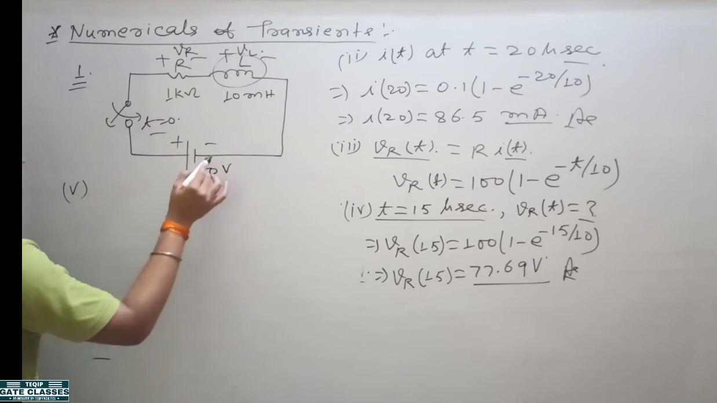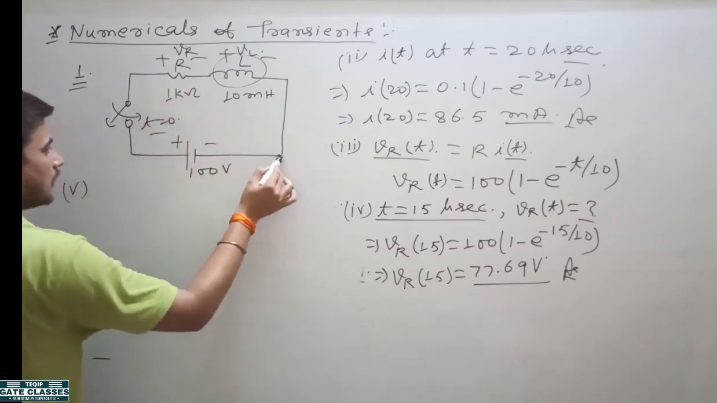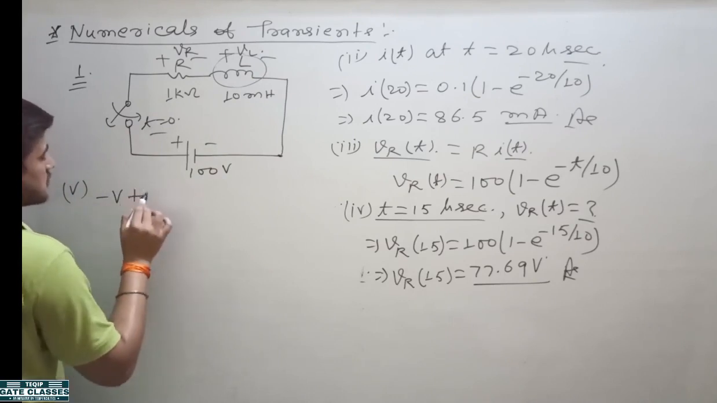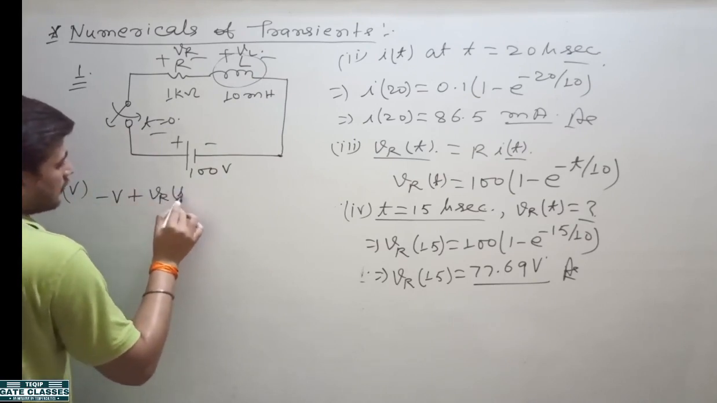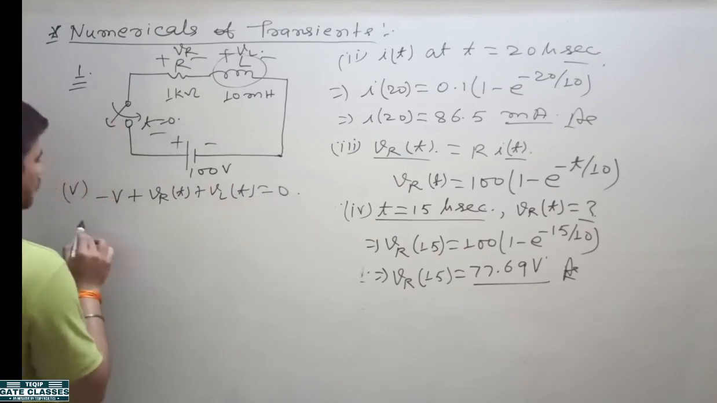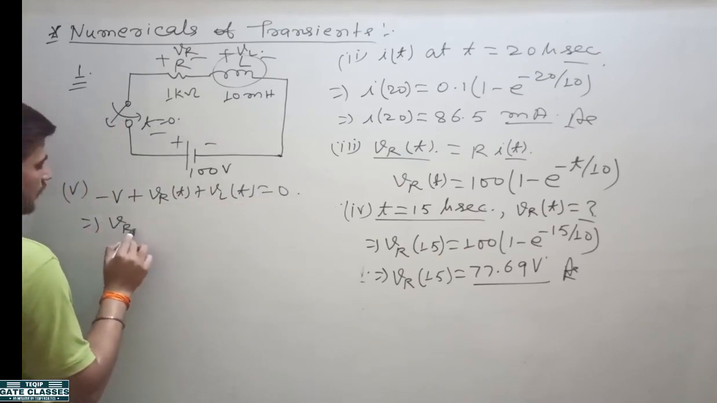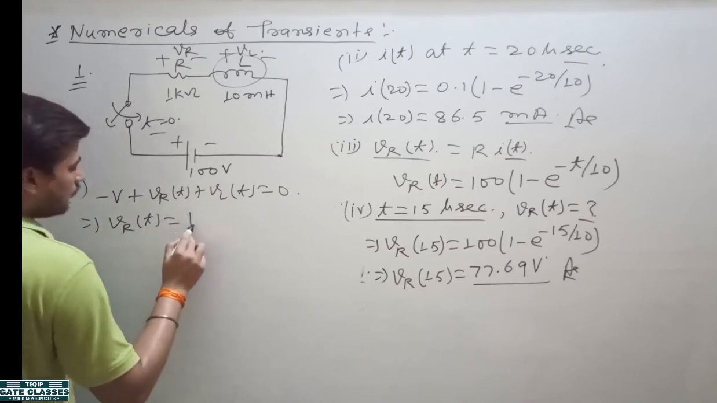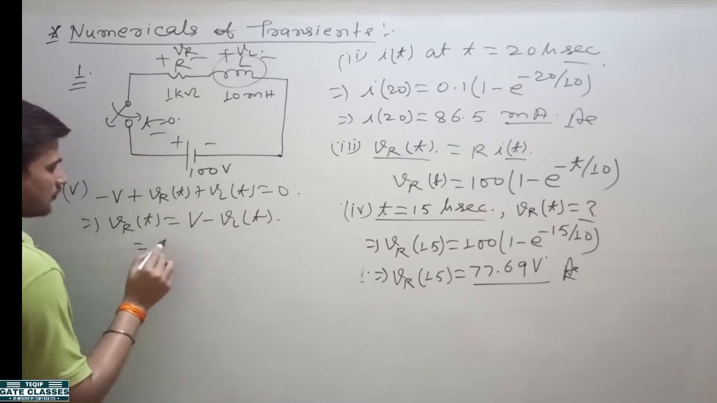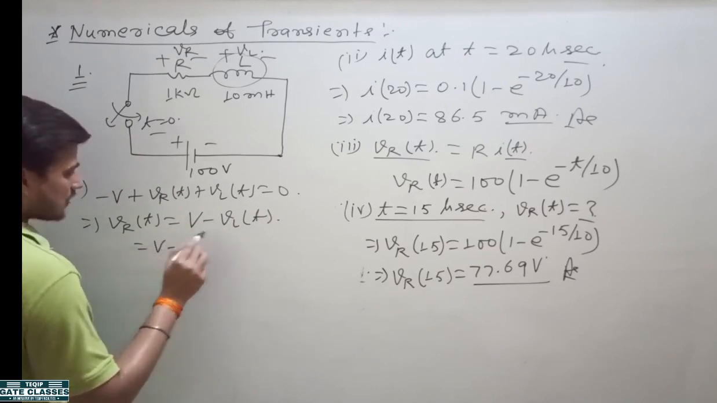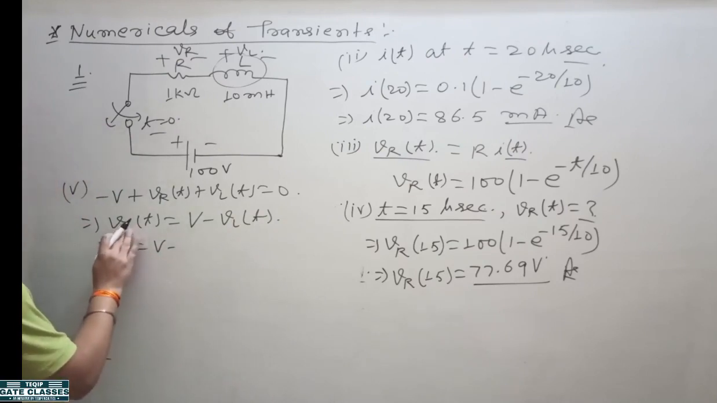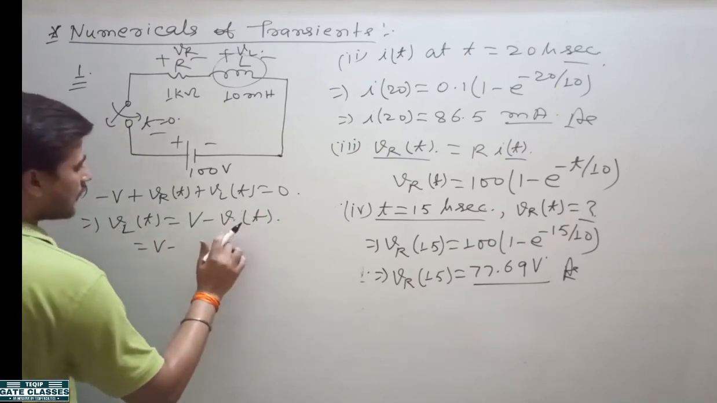You know, if you apply Kirchhoff's voltage law, start from this point. Here it will be minus V plus VRT plus VLT will be equal to 0. From here VRT will be equal to V minus VLT. Clear? So from here VLT will be V minus VRT.